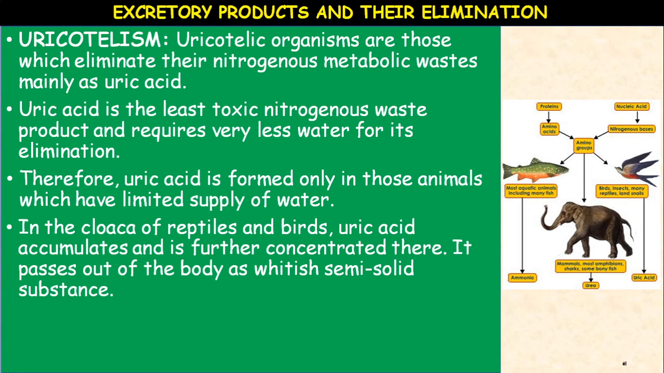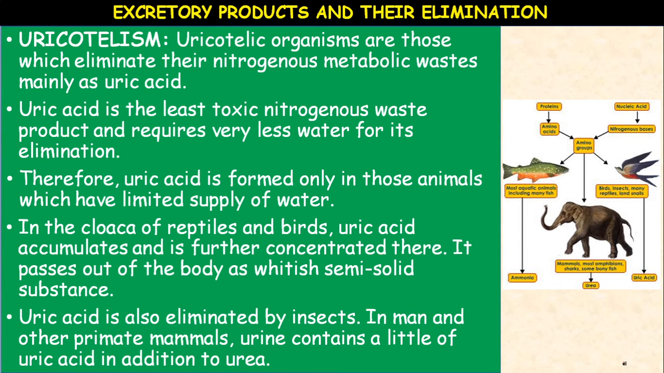It passes out of the body as a whitish semi-solid substance. Okay, that is nothing but uric acid. Uric acid is also eliminated by insects. In humans and other primate mammals, the urine contains a little uric acid in addition to urea.